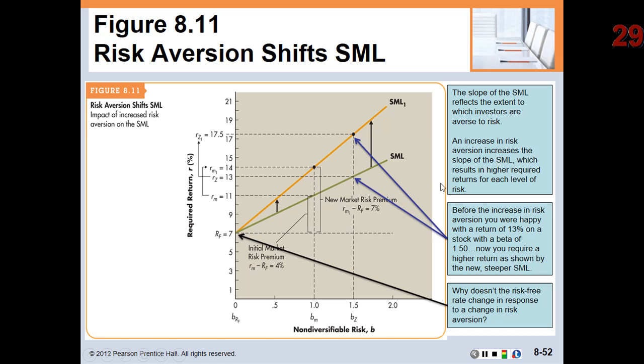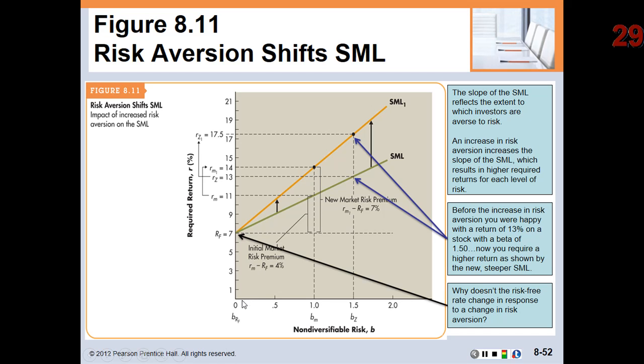So what happens is the slope of the security market line, because we are now more risk averse, increases. It becomes steeper. And what that means to us is if we plot our points on this second security market line, the orange line here, now that we're more risk averse, it means we're going to require a higher rate of return at each level of risk.